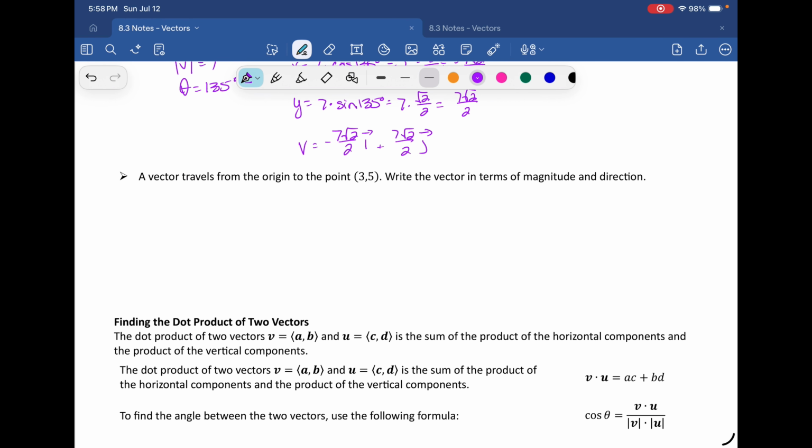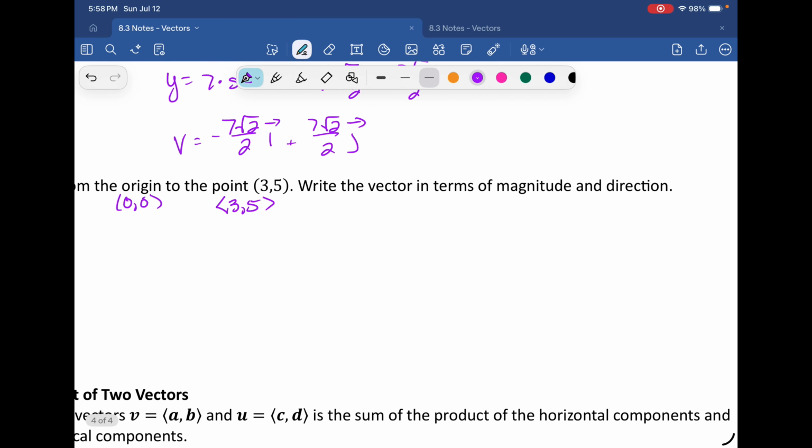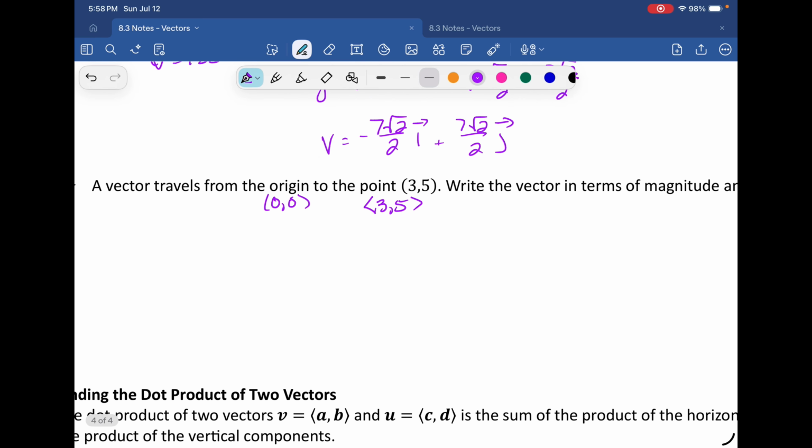Okay, a vector travels from the origin to the point 3, 5. So remember, the origin is the point 0, 0, and I'm taking it to 3, 5, which means our vector is 3, 5. I went 3 units right, 5 units up. I'm going to get the magnitude and then get the direction. So the magnitude is the square root of 3 squared plus 5 squared. That's square root of 34.